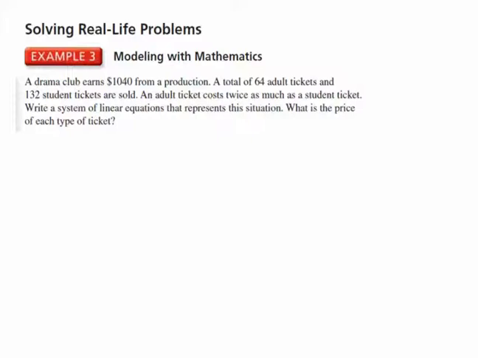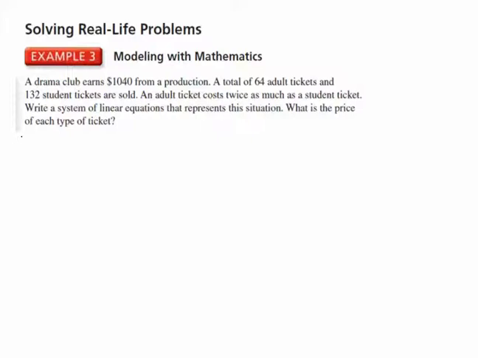First, we have a drama club earns $1,040 for a production. A total of 64 adult tickets and 132 student tickets are sold. An adult ticket costs twice as much as a student ticket. Write a system of linear equations that represents the situation. What is the price of each type of ticket?